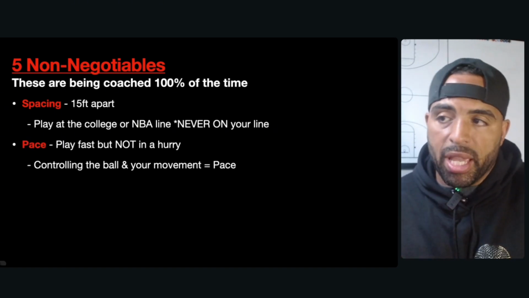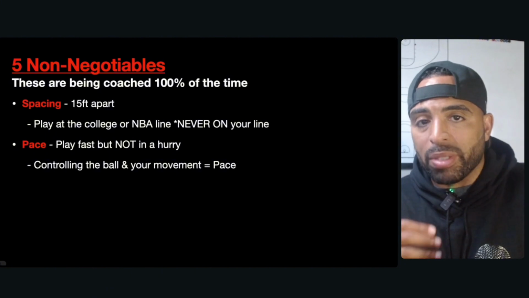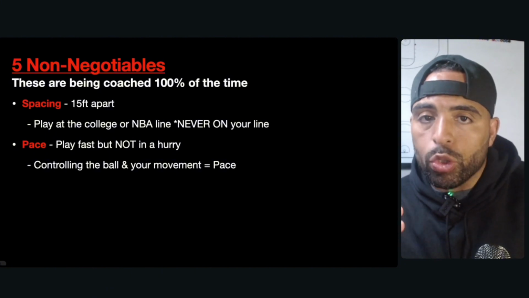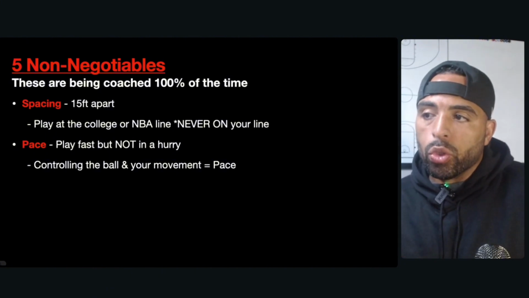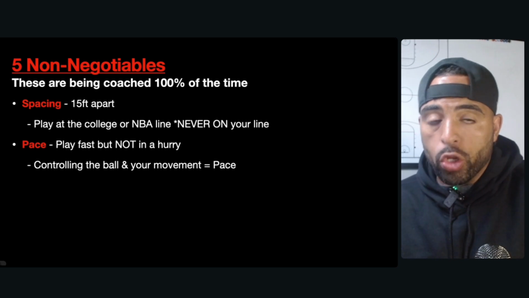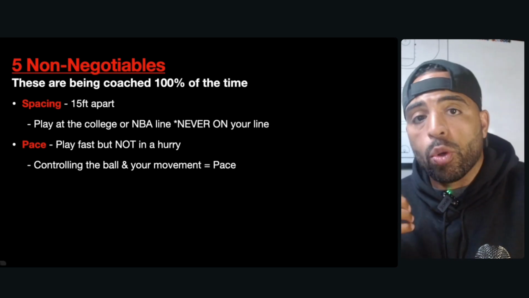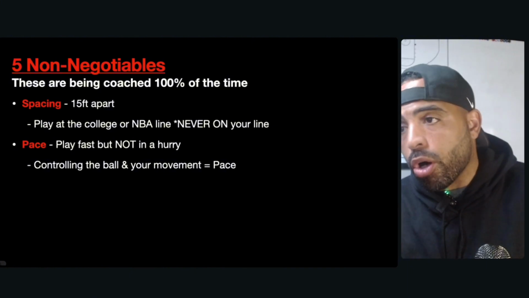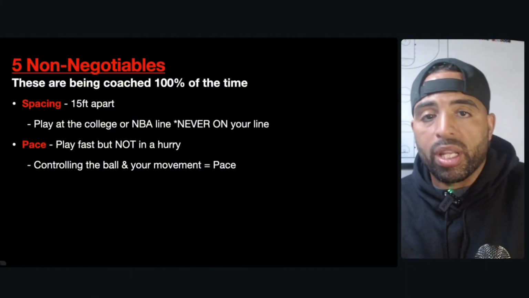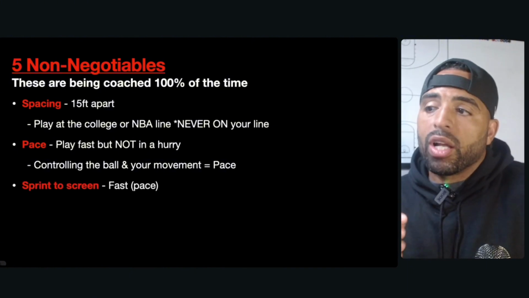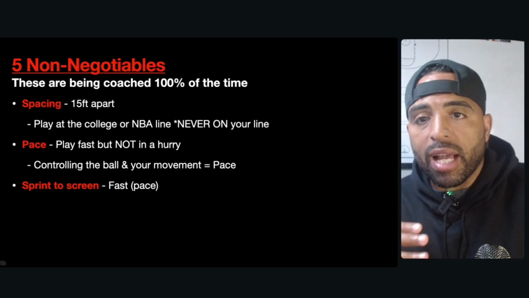The next is pace. We want to play fast, but never in a hurry. Okay. And how do you determine that? Well, it all depends on your ball control. Right? Are you not turning the ball over? That means you're playing at a good pace, and your player movement. Okay. So ball control and player movement is what equals good pace. And we tell our guys to sprint to screen. This is how you play fast.